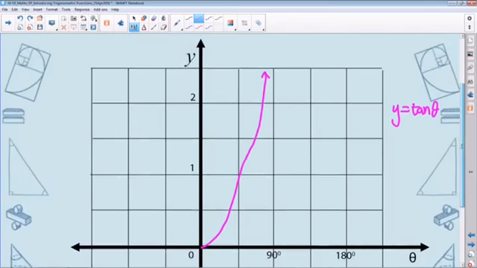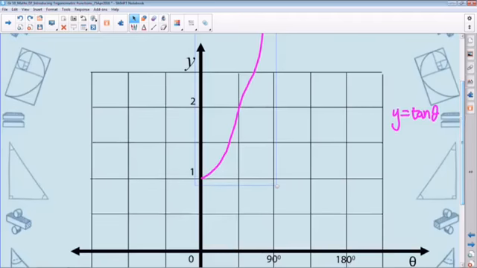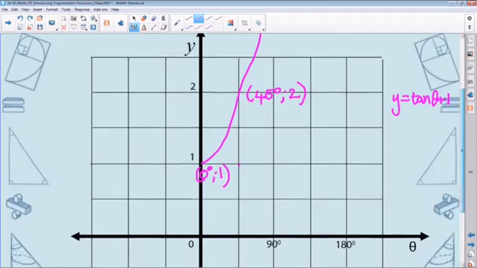Okay, and now I'm going to pick it up with my arrow, and I'm just going to move it. You see how I'm moving it? The whole function is moving up. And there we go. Instead of being at 0 and 45 degrees, it's now at 45 degrees and 2. And over here, it's at 0 degrees and 1. So I've added 1.